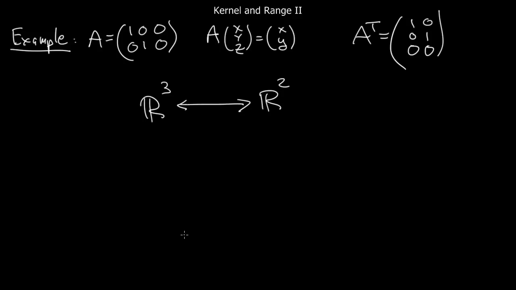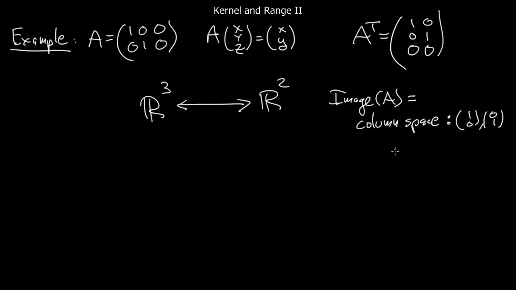And let's see, what do you want to do first? Let's look at the image of A. That's easy enough. The image of A is just the column space of A, and that has two linearly independent vectors in it, (1, 0) and (0, 1). And it's inside R2, so you're getting all of R2. So the image of A is clearly R2.